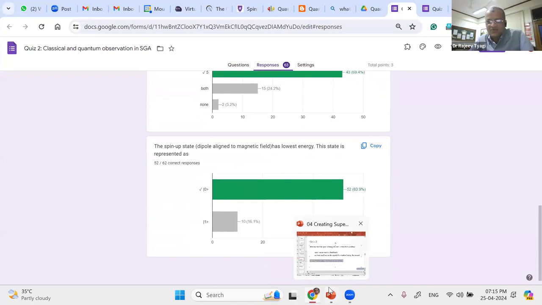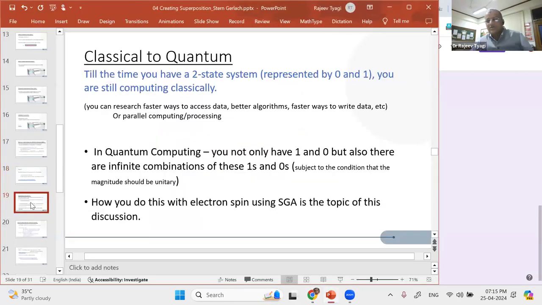Let's get back to the creation of that state. Now, classical to quantum. Till the time you have a two-state system represented by zero and one, you are still computing classically. You can research faster ways to access and write your data, you can research better algorithms, or think of parallel computing, but what you are doing is classical computation, still using the definite classical states 0 and 1. In quantum computing, you not only have those 1s and 0s, there are infinite possible combinations of them. How you do it using electron spin, using the Stern-Gerlach apparatus, is the topic of this discussion.